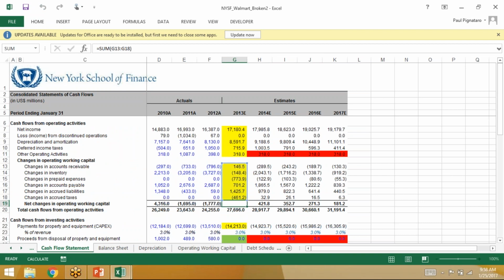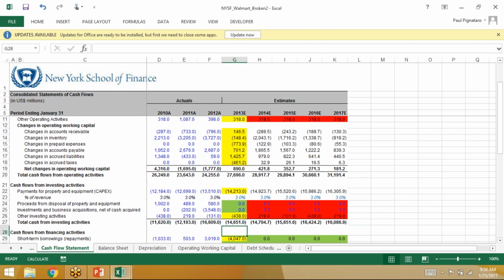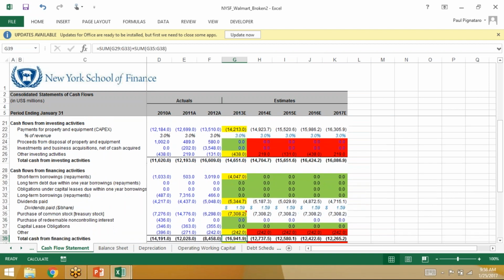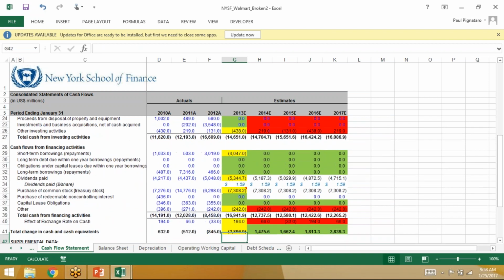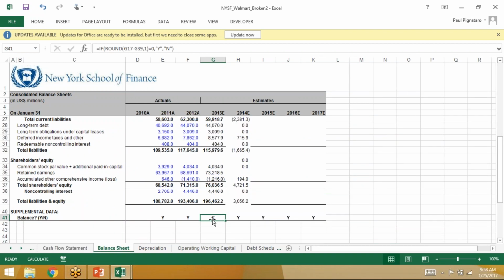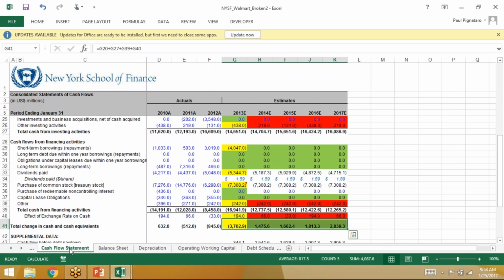Change in operating working capital looks good. Cash flow looks good. Investing activities looks okay. Financing activities looks okay. Cash and cash equivalents. What? It's missing the effective change in cash and cash equivalents. It's missing that. So we go to the balance sheet and now it balances. Okay? Now it balances. We have to add the effect of exchange rate on cash.